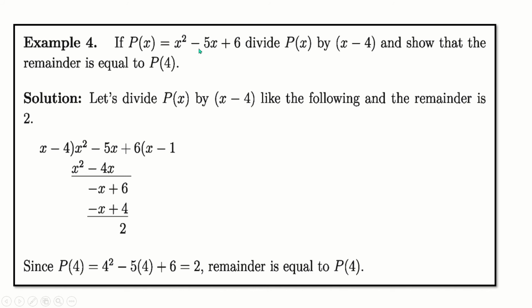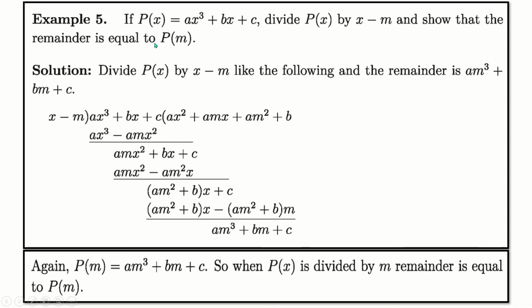Here, given p of x is equal to x square minus 5x plus 6, divide p of x by x minus 4, so that the remainder is equal to p of 4. After dividing this by x minus 4, the remainder will be 2. Also, when we put x is equal to 4, we get 4 square minus 5 into 4 plus 6, and the result is also 2. That means p of 4 is equal to 2, also remainder 2. So p of 4 is the remainder. Clear? Same math, another example, number 5.